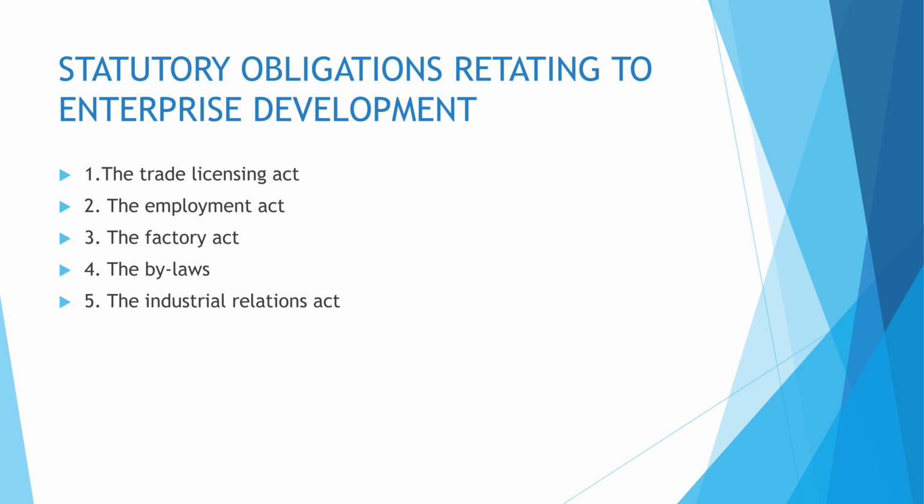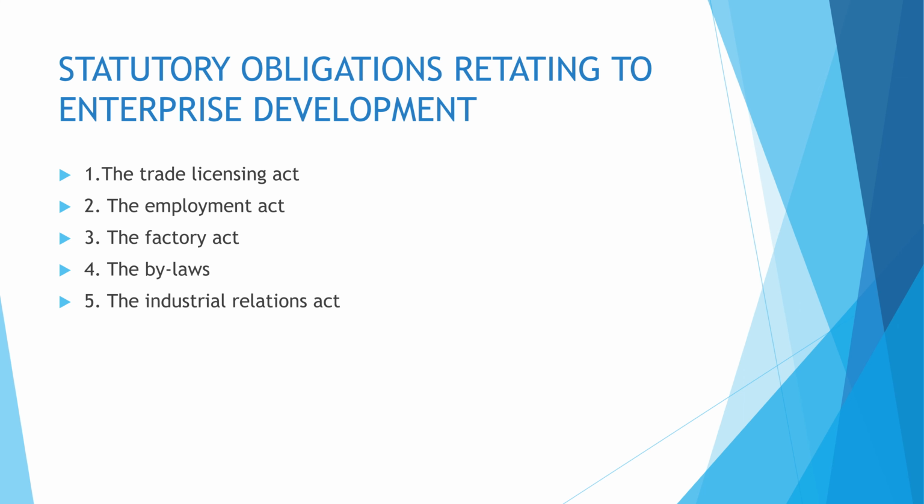Then we have the Employment Act. This act provides for the individual contractual obligations between the employer and employee, enforcement of contract of service, protects wages of employees, and controls employment agencies. Then there is the Factory Act. The act provides for safety and health standards for the welfare of employees who are working in factories and related undertakings.